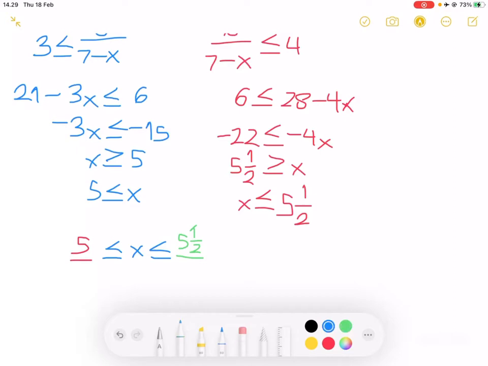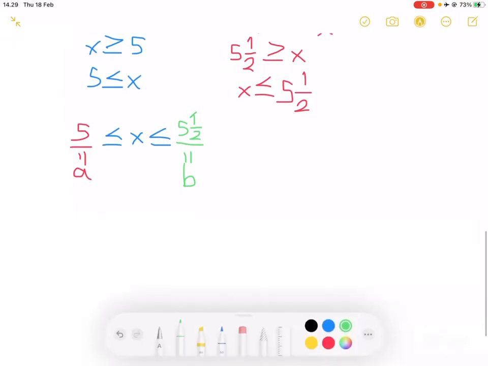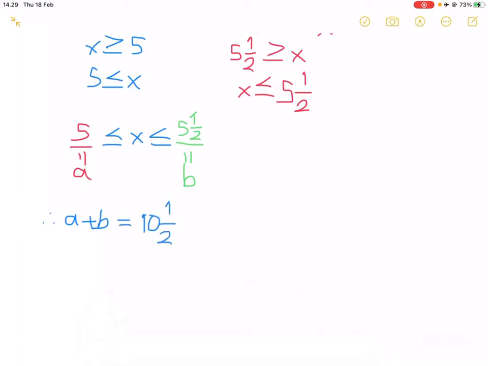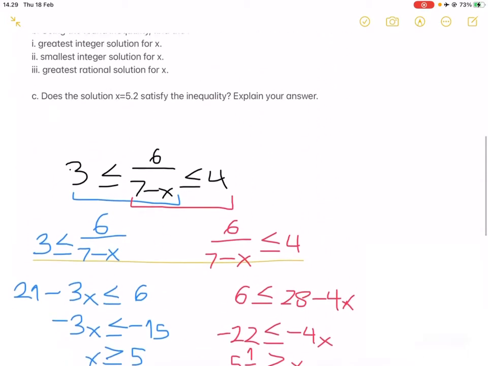So with this we can just quickly conclude that A must be equal to 5 and B must be equal to 5.5, and therefore A plus B would be just 10.5, or 10.5 if you're comfortable with decimals.